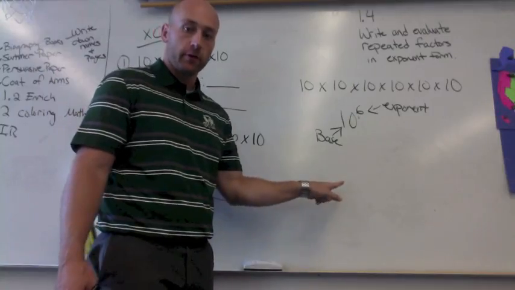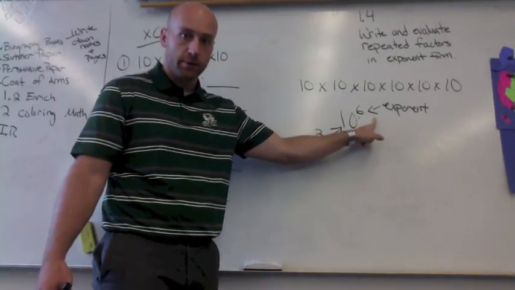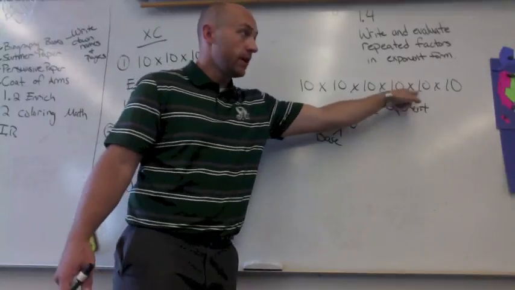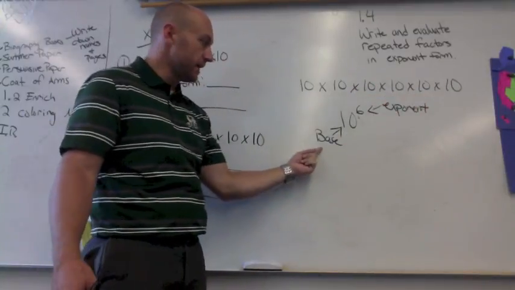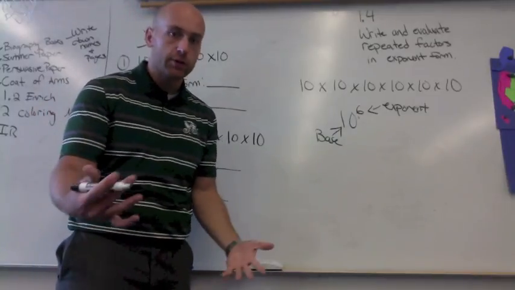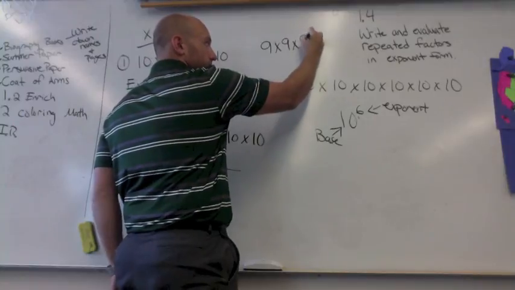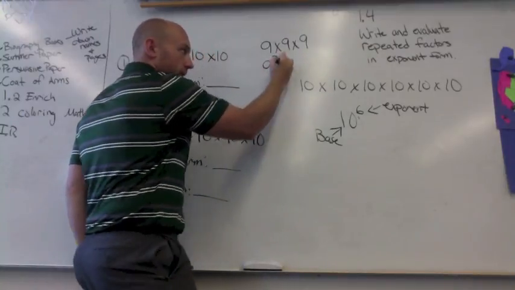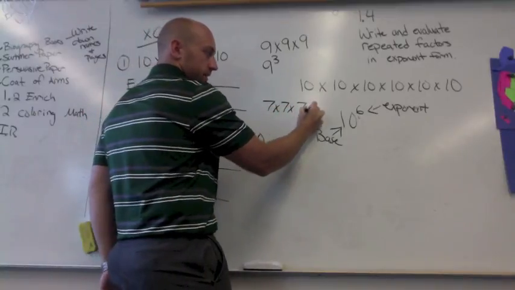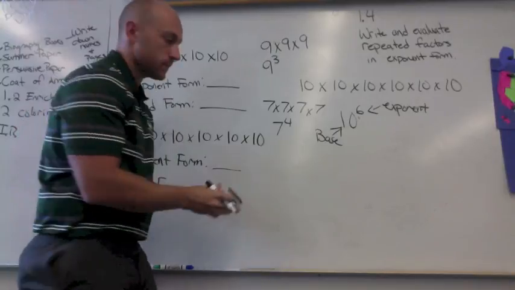So here are some of our vocabulary words. The 10 is the base number and the 6 is the exponent. So again, the 6 is just the number of tens that we have right here. And the base is just the number that we're multiplying, the 10. So even though we're only doing tens this year, you could do this with any number. If you had 9 times 9 times 9, you would do 9 to the power of 3. If you had 7 times 7 times 7 times 7, you could do 7 to the power of 4.